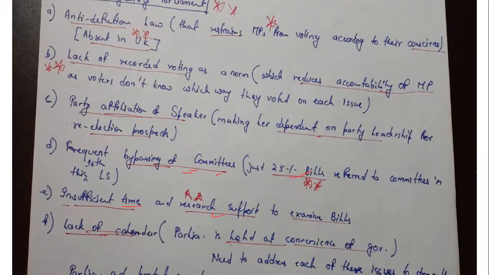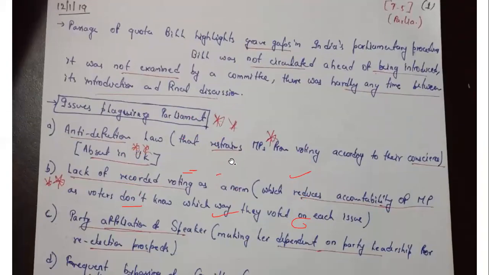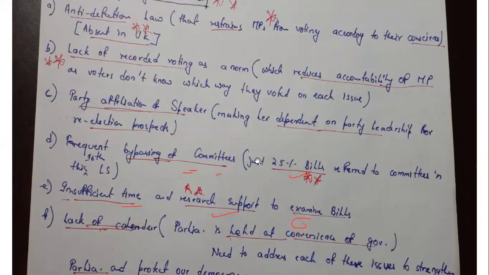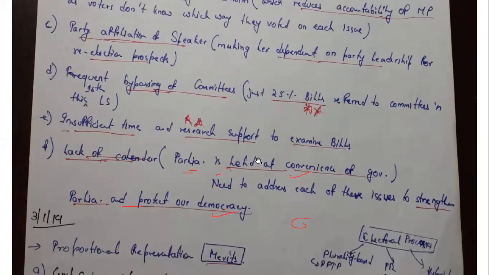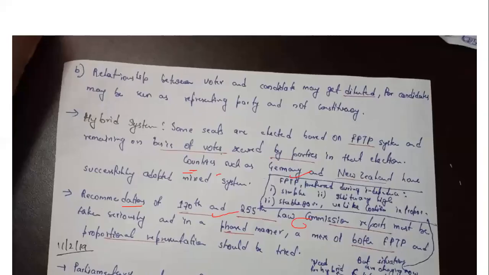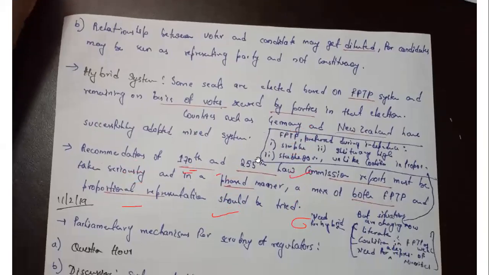Then insufficient time and research support to examine bills, lack of calendar. So Parliament is held at the convenience of government. This is actually not a very good thing. Even countries like Pakistan have a fixed time when Parliament will happen, but that is not happening in our country. Then lack of recorded voting, you can talk about all these points as well. And these are some issues. Apart from all these issues, there are issues of lack of discipline and decorum, all these points are also there.